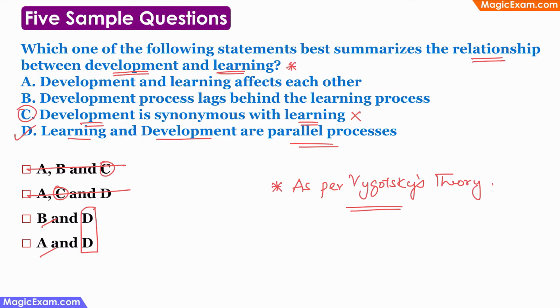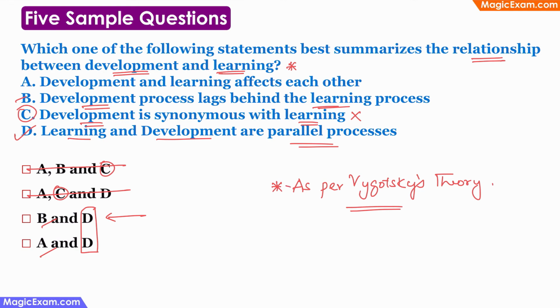Because if we are talking about Vygotsky's theory, when we study Vygotsky's theory, we'll see that Vygotsky says that development happens after learning. That is, a child will learn something and only then the child will develop in that aspect. Therefore, if we are talking about Vygotsky's theory, B is correct. Therefore, option 3, which says B and D, that will be the correct answer.